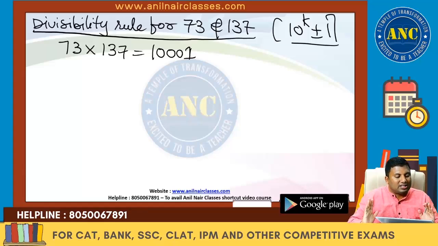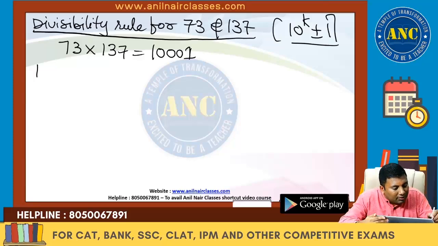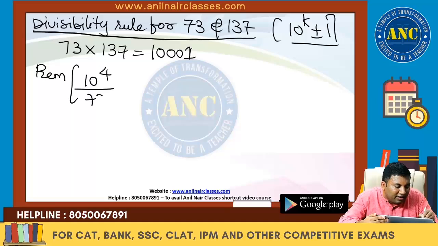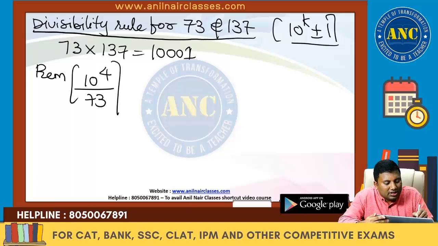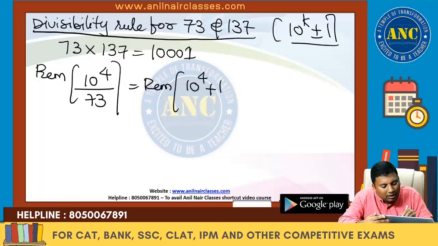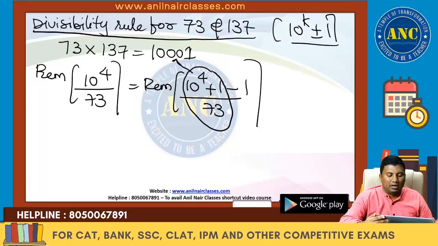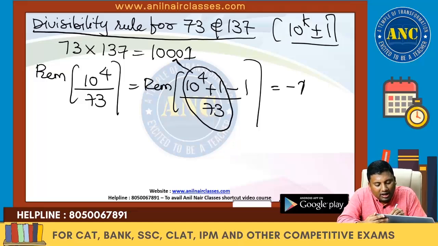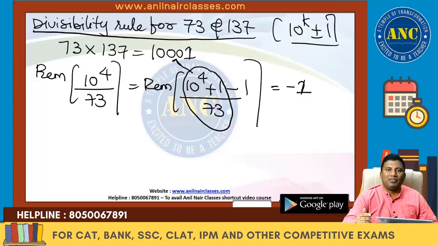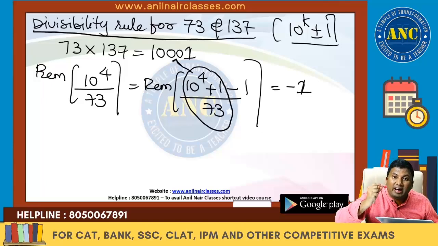73 into 137 is 1 followed by triple zeros ending with 1. That means 10 power 4 divided by 73 can be written as 10 power 4 plus 1 minus 1 divided by 73. 10 power 4 plus 1 is nothing but this number, so what is remaining is minus 1. Are you all with me? 10 power 4 divided by 73 leaves remainder minus 1.